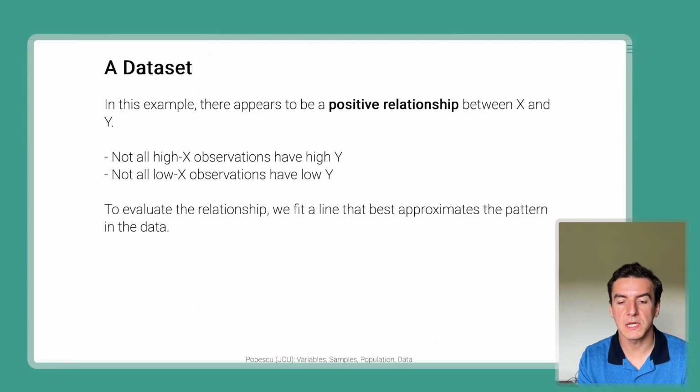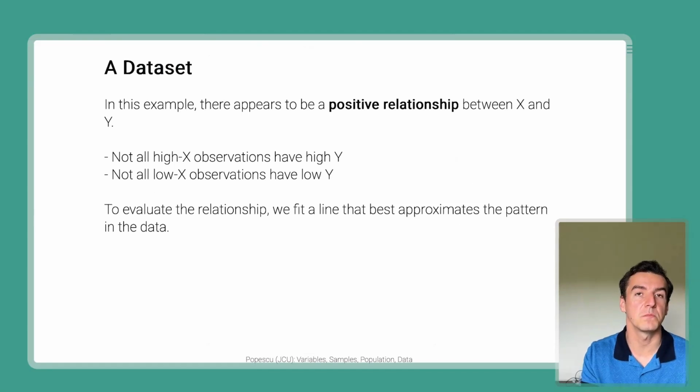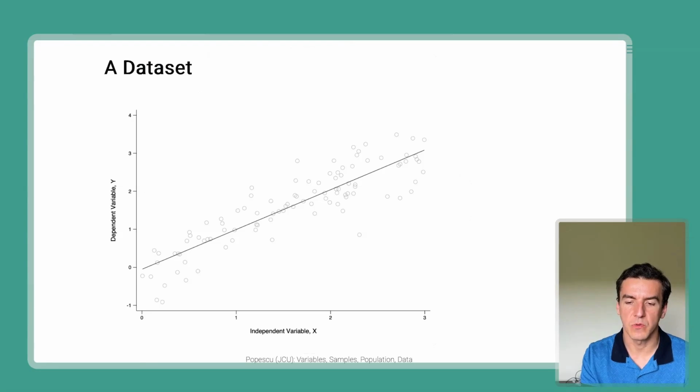But what is interesting here is that not all the high x observations have high y, but also not all the low x observations have low y. In order to evaluate this relationship, we're fitting a line that tries to best approximate the relationship between x and y. So this is, for example, what this looks like.